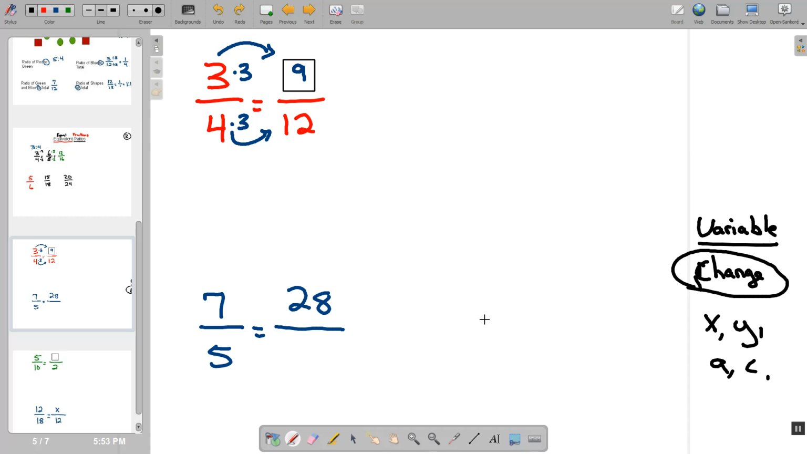So all we have to do then is say x equals whatever this box is, our x value. So same thing as before. We have to figure out the pattern, this time once again from left to right. Well, 7 times 4 is equal to 28. Therefore, 5 times 4 will be equal to 20. And then x has to equal 20.